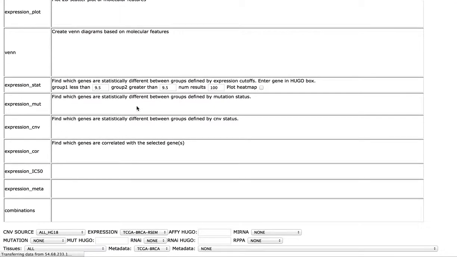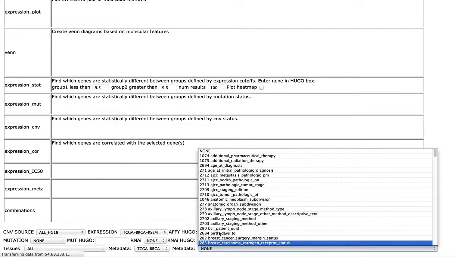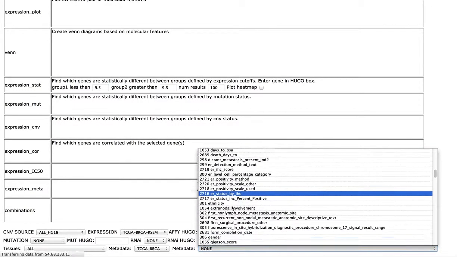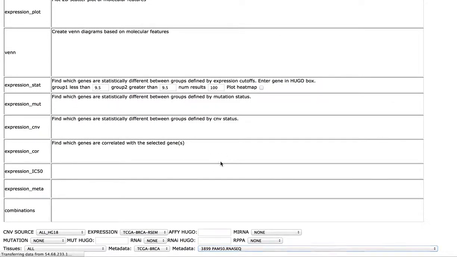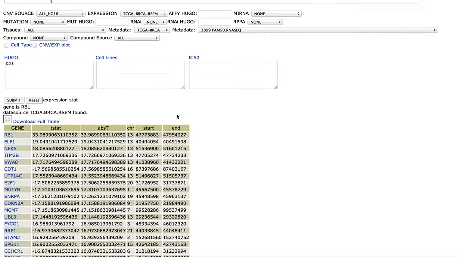And hopefully it will return. In the meantime, we should pick our meta value, which is going to be PAM50 there. And it probably has to load the data set. So the first time you run a query, it's going to load the data set into memory. And in subsequent queries, given that there's enough memory, it should be much faster because it should already be there.